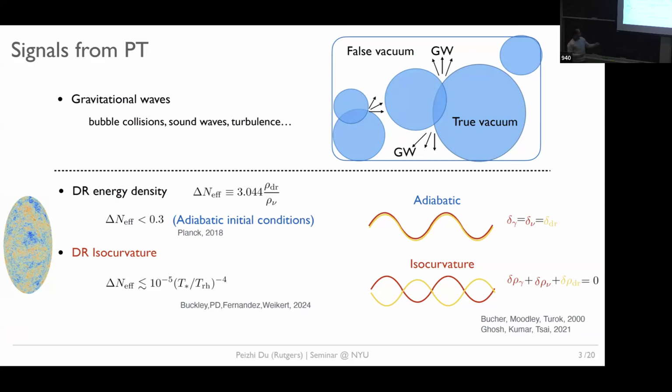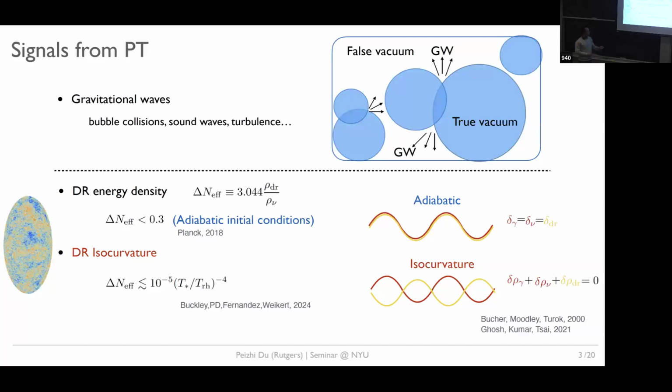And in our talk, in our paper, we showed that if we consider dark radiation from phase transitions, we can get a much stronger bound on delta N effective. We'll study this isocurvature on CMB, where the T star is the temperature when the phase transition completes, and the TRH is the reheating temperature of the universe. So you can see if the temperature of the phase transition is close to the reheating temperature, we'll get a much stronger bound compared to the naive adiabatic ones. And I will show how to get that at the end of this talk.